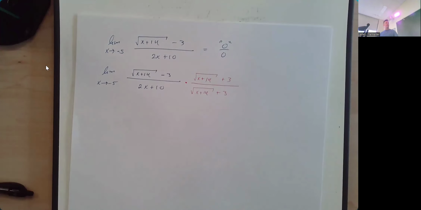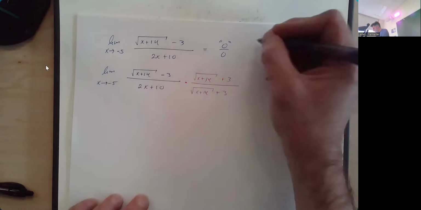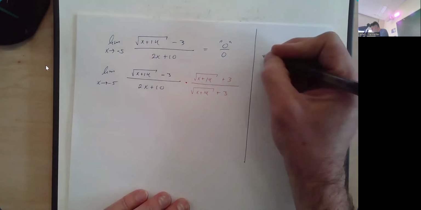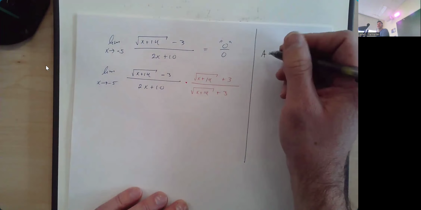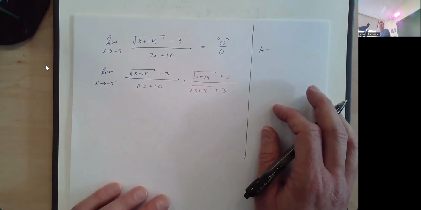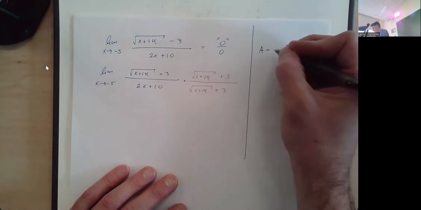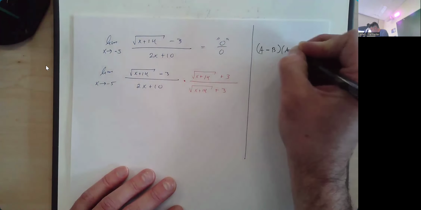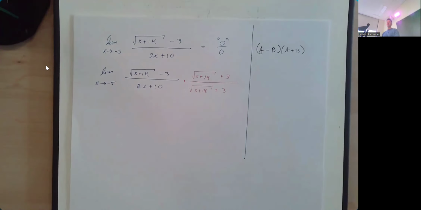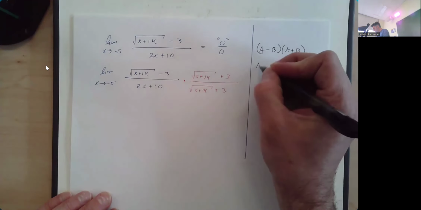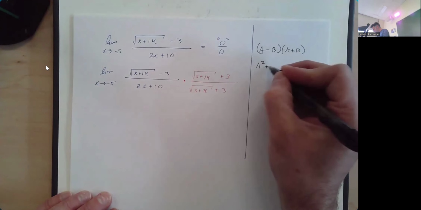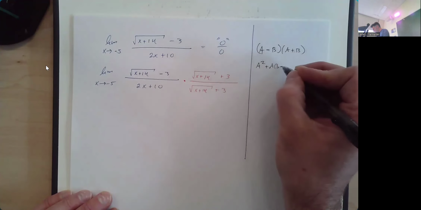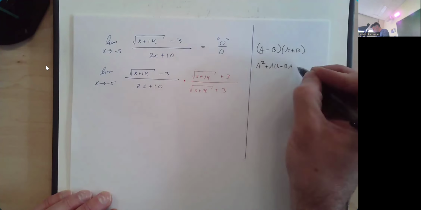All right, why do we do this? Because it simplifies nicely. When you multiply something by its conjugate, the middle terms cancel out. You might have seen it before as something like this: A minus B times A plus B. We are multiplying conjugates together, and we're getting A times A plus A times B minus B times A minus B times B.